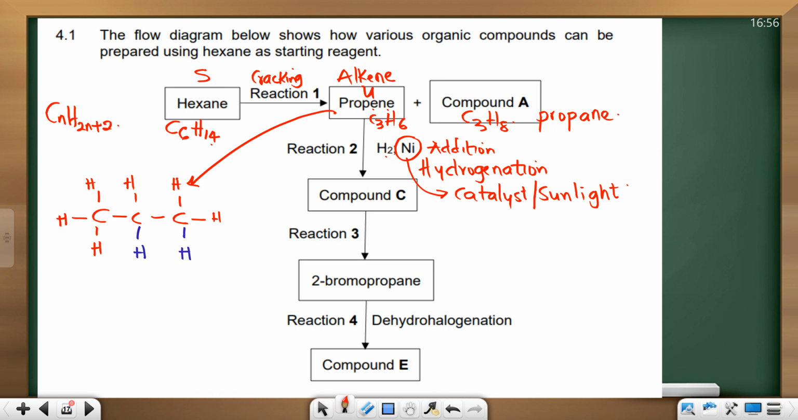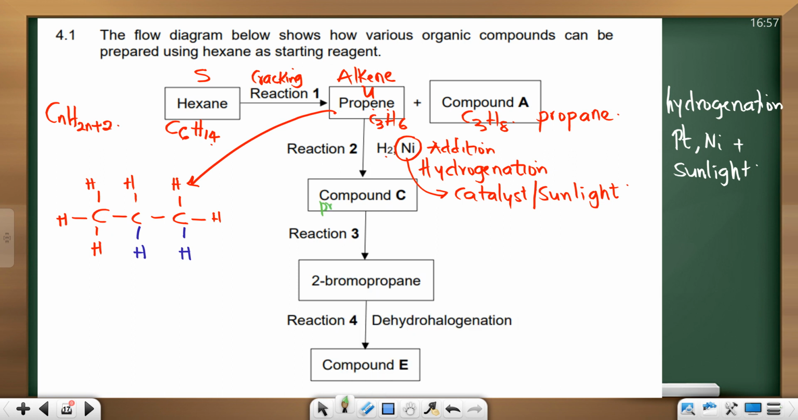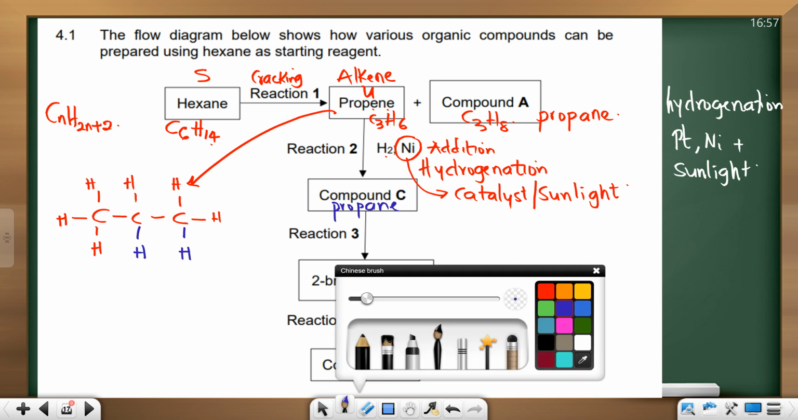When it comes to hydrogenation, which is an addition reaction, we use platinum or nickel plus sunlight. Here you must get your marks fast in the exam. Okay, so are we all okay with compound C? What is our compound C? Propane. Is it saturated or unsaturated? Oh, it's saturated. Sweet.